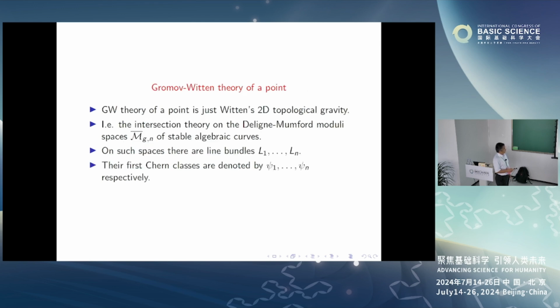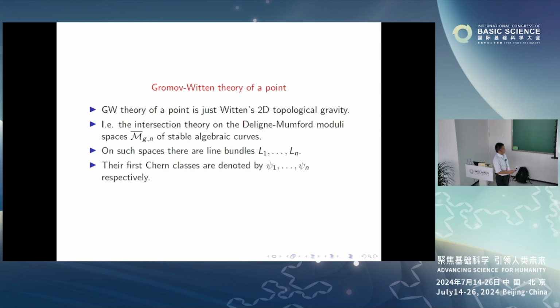So let me recall the mathematical definition of the Gromov-Witten theory of a point. In physics, it's just Witten's 2D topological gravity. In other words, it is just the intersection theory on the Deligne-Mumford moduli spaces of stable algebraic curves, which I will not recall. So it parameterizes algebraic curves with marked points, n marked points.